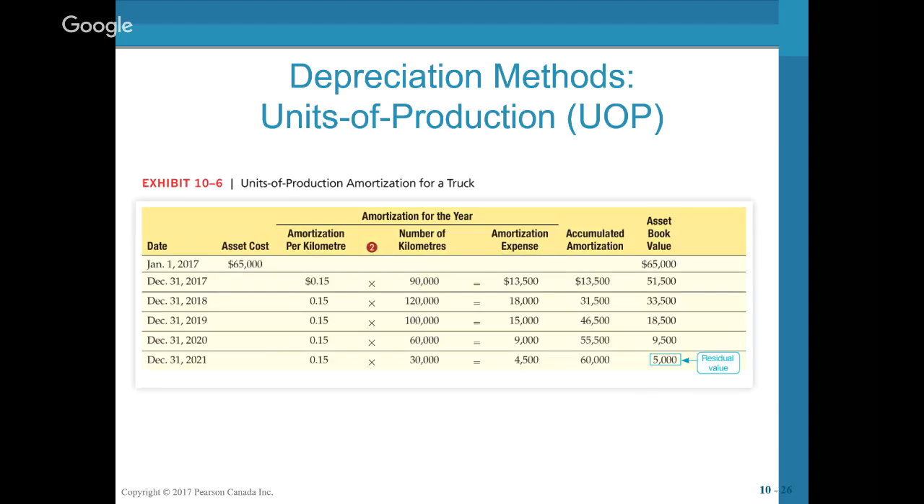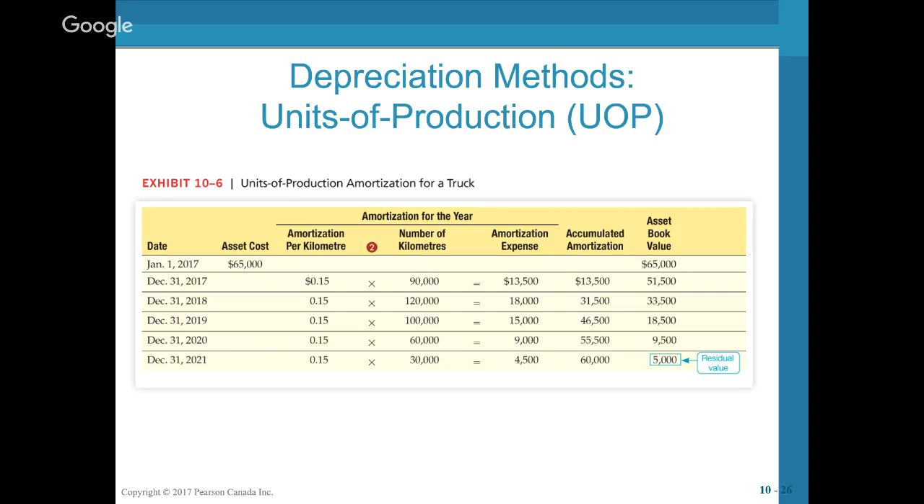So in the first year, we'll take the 15 cents times the 90,000 kilometers we drove. In the second year, we do the same thing, times the number of kilometers, and so on. The only tricky part here is that in the last year, even if the number of kilometers doesn't equal what we expected it to be, we will plug the depreciation expense in the last year to force the accumulated amortization or accumulated depreciation to be 60,000.